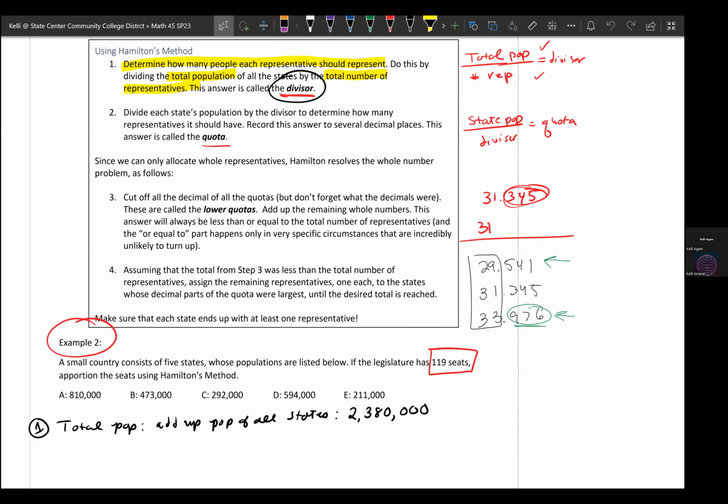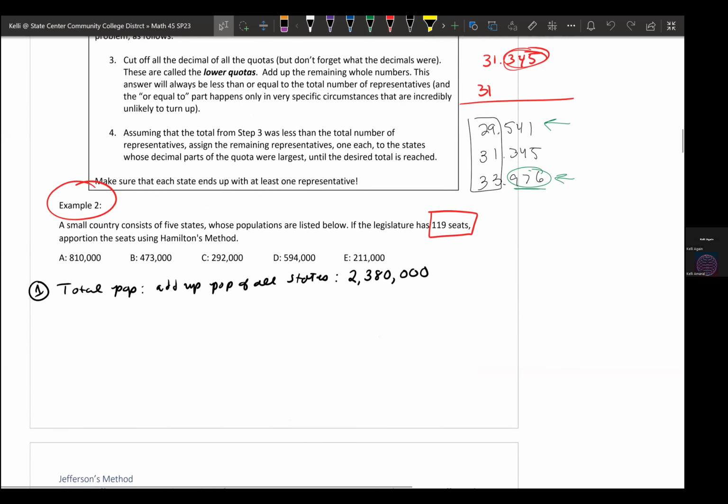I actually had to close the program I'm using and reopen it. It would not show the whole thing. So I was thinking ahead of myself, this is not the divisor. Hopefully when I said that, you were wondering what I was talking about, because this is just the total population. The divisor is the total population divided by the number of seats that we have to apportion. Let's write that down.